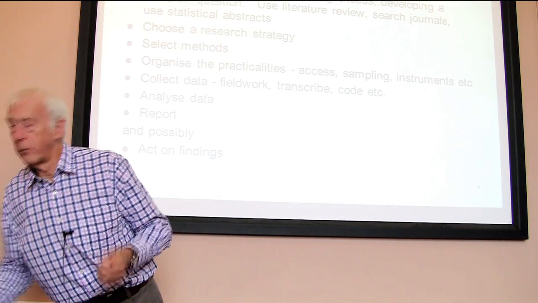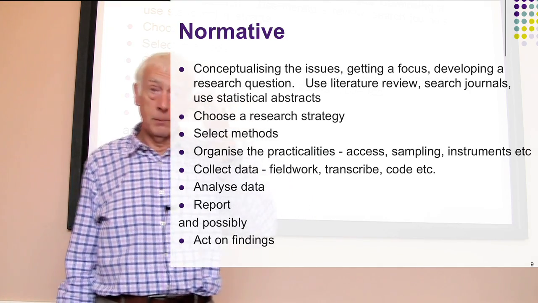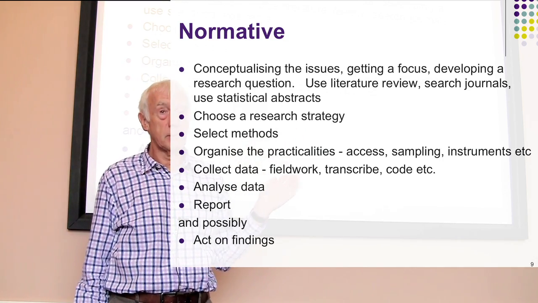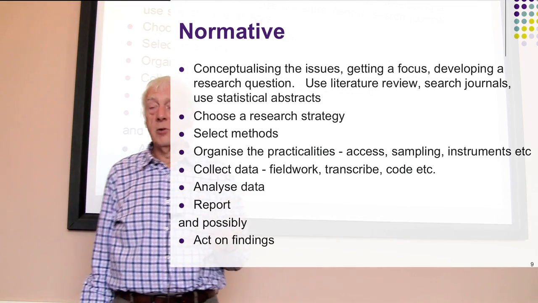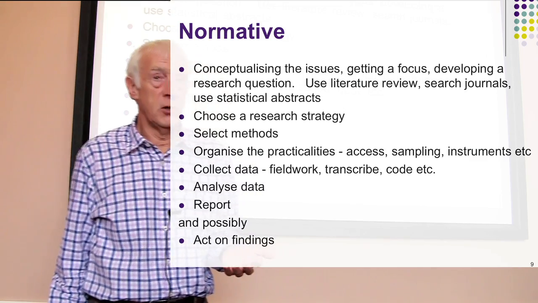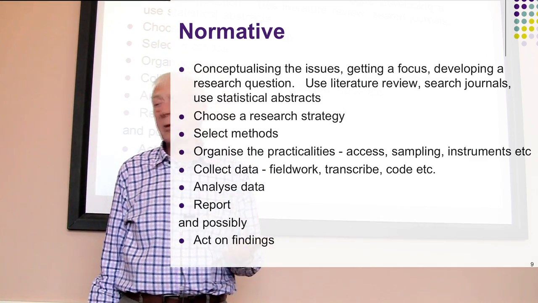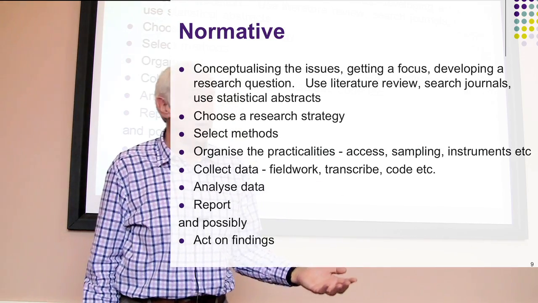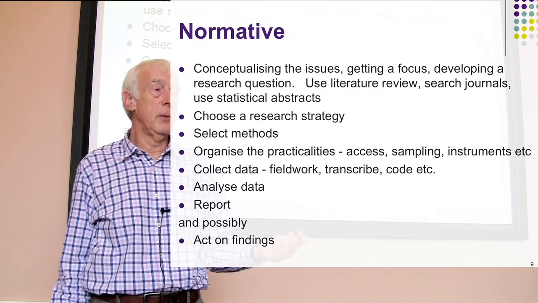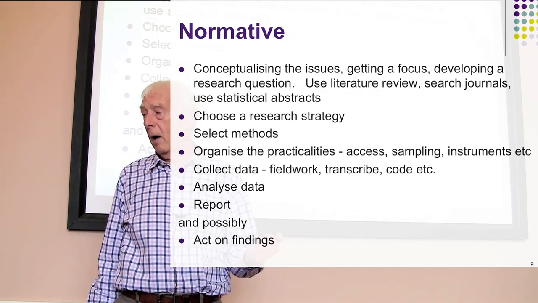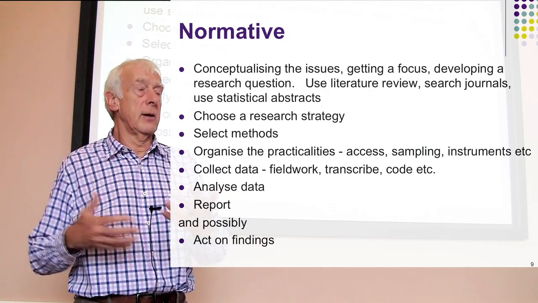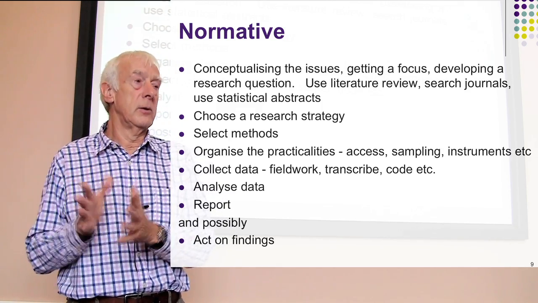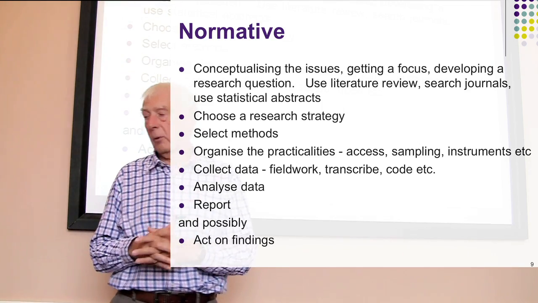Let's look at a bit more detail of those two approaches. The normative, first of all. This is the one that might be familiar to you. If you look at a textbook, this is almost the chapters in the textbook. How do you do research? Well, you start by conceptualizing the issues. You start by thinking about what kinds of research questions you're going to address. And then you start looking at the literature to find out what's been known about this area, what theoretical ideas might be brought to bear to explain things. Perhaps even using statistical abstracts and other data that's been collected to give a ground for your work, to give some kind of starting point for what you're doing.